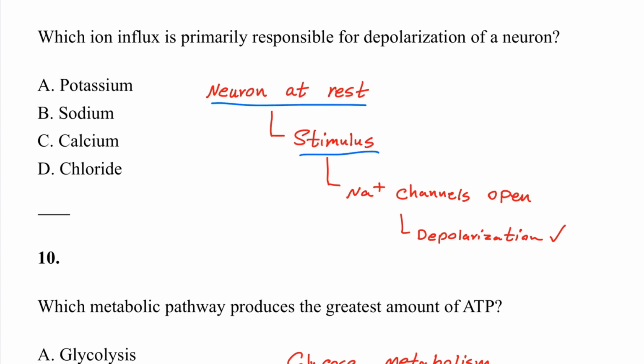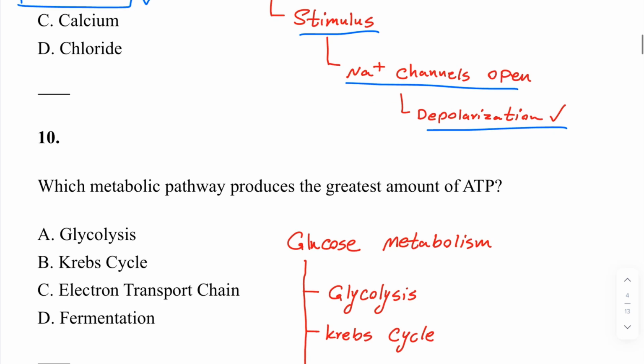Yes, sodium channels open. Sodium ions rush into the cell because of both electrical and concentration gradients. This rapid influx makes the inside of the neuron more positive. Yes, that process is called depolarization. Therefore, sodium is the ion primarily responsible for depolarization. So, the correct answer is B, sodium.